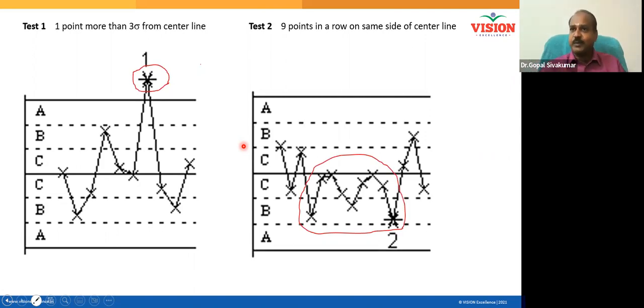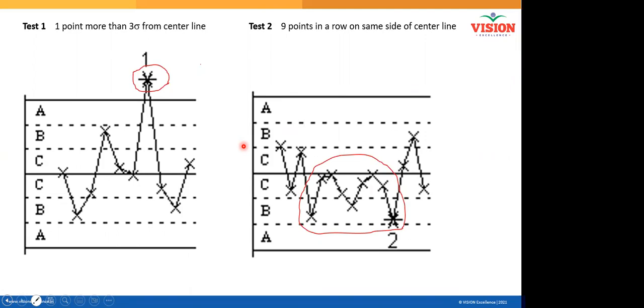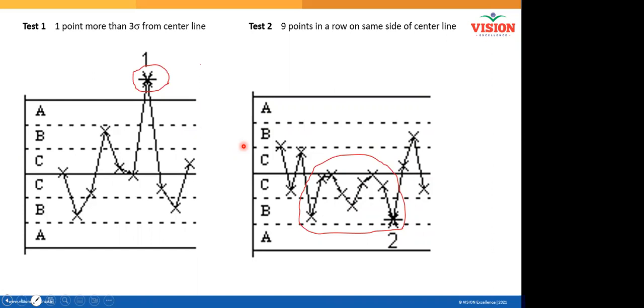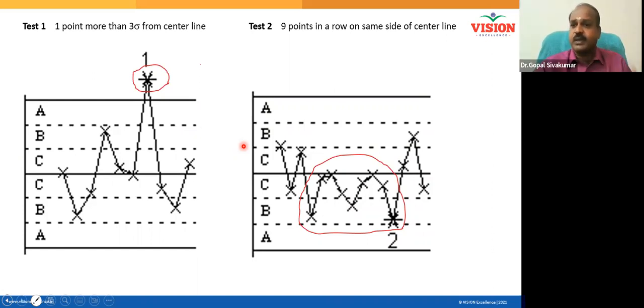Continuously 9 points in a row on the same side of the center line. Can you see that? Yes, sir. What is normal distribution? Symmetrical, right? But this is one-sided. How long should I consider the process as going in a normal manner?